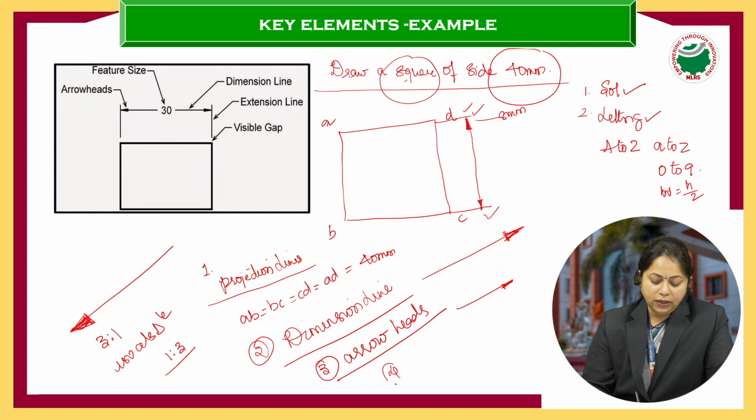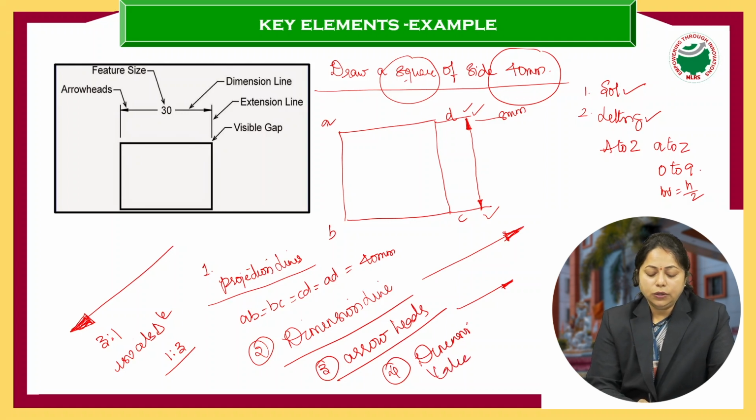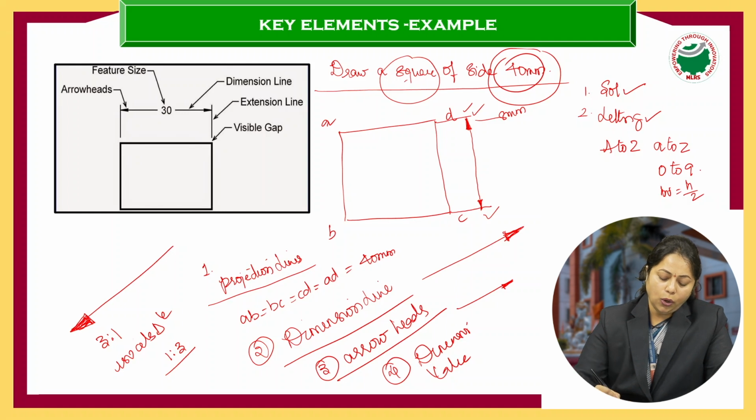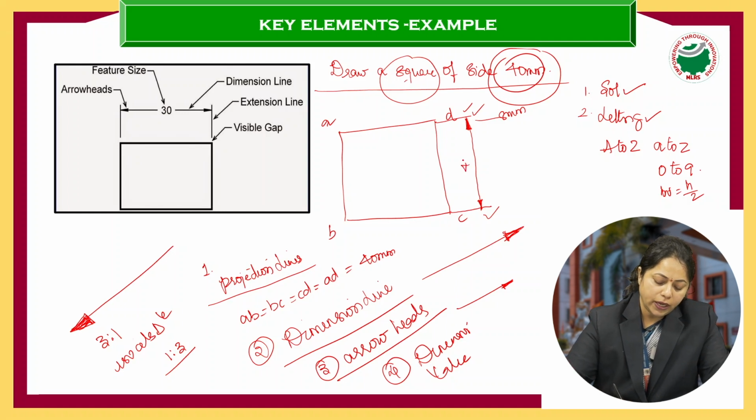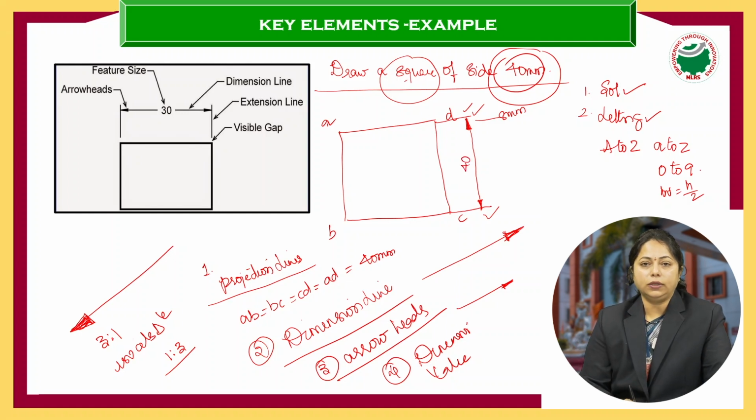And then finally, your dimension value. So what is the dimension value? Look into the question: draw a square of side 40 mm. So here the side is 40. So now what we can do is, on the top of this dimension line, write the number which is 40. It is clearly indicating that the length of the line CD is 40. So this is the dimension value.